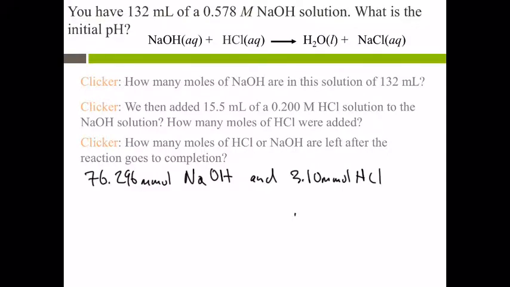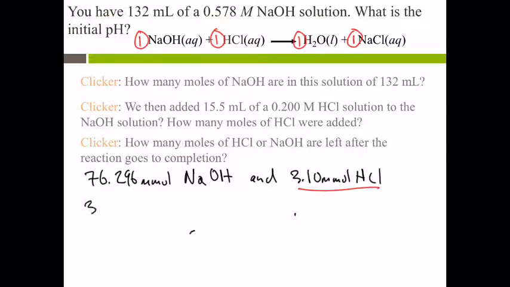If we go up to the top, we can see that this equation is already balanced. So we need 1 mole of NaOH to react with 1 mole of HCl to form 1 mole of water and 1 mole of NaCl. So that means the one that runs out first is going to be the one that has fewer moles, because it's a 1-to-1 stoichiometric ratio.